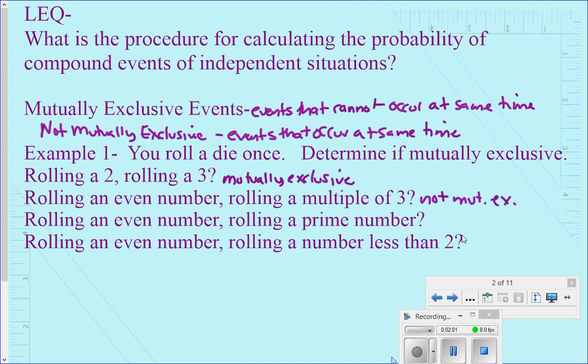Next, rolling an even number, rolling a prime number. Well, there are some even numbers that are prime. So that is not mutually exclusive, or they are not mutually exclusive because they can occur at the same time. Last, rolling an even number, rolling a number less than 2. Well, no even numbers are less than 2 on a die, so that means that these are mutually exclusive. They cannot occur at the same time.